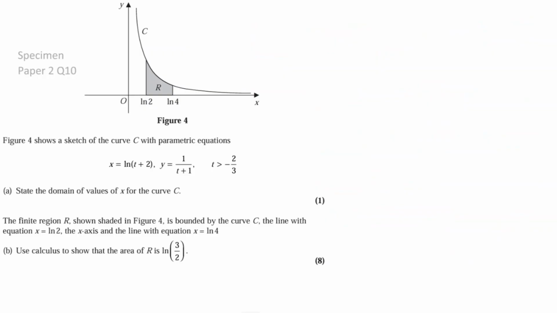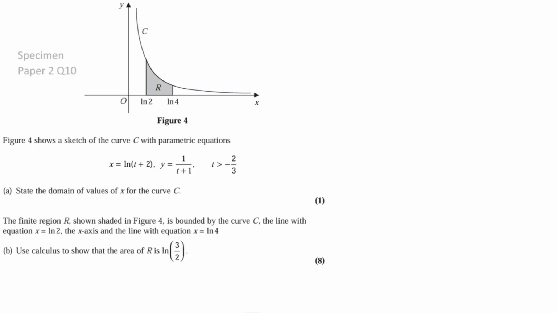Okay, so here's another example question where we're told about the curve C with parametric equations x is equal to the natural log of t plus 2 and y is equal to 1 over t plus 1. And this is for when t is bigger than minus 2 over 3. And for part A, we need to state the domain of values of x for the curve C. So we essentially just need to find the values of x that we can use in C.